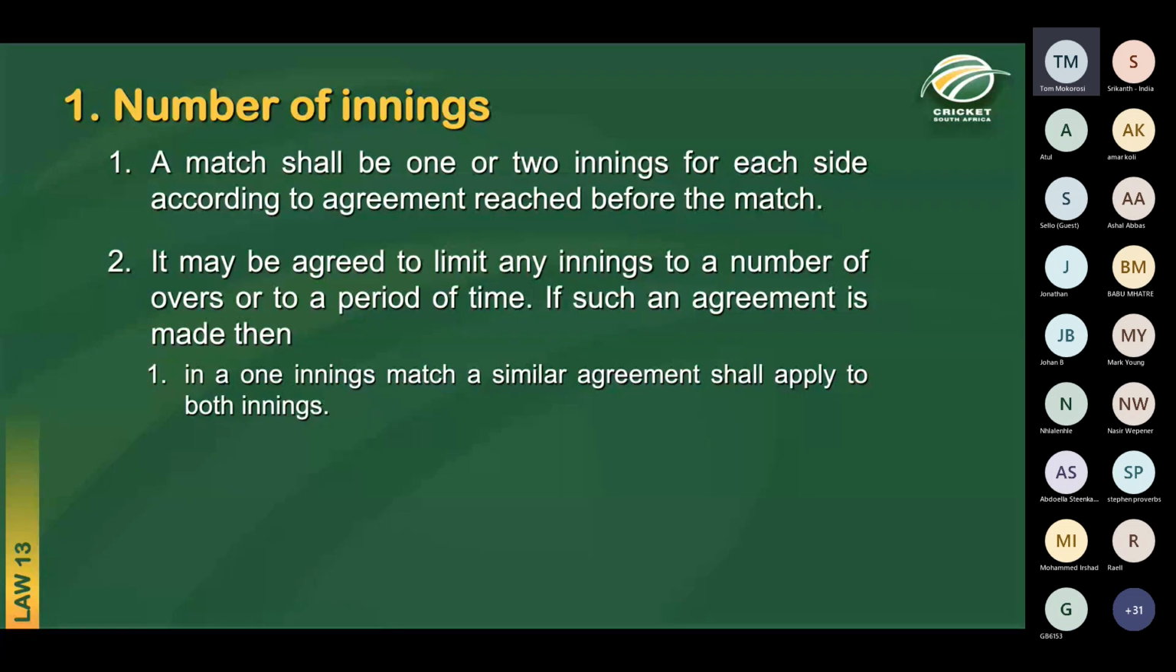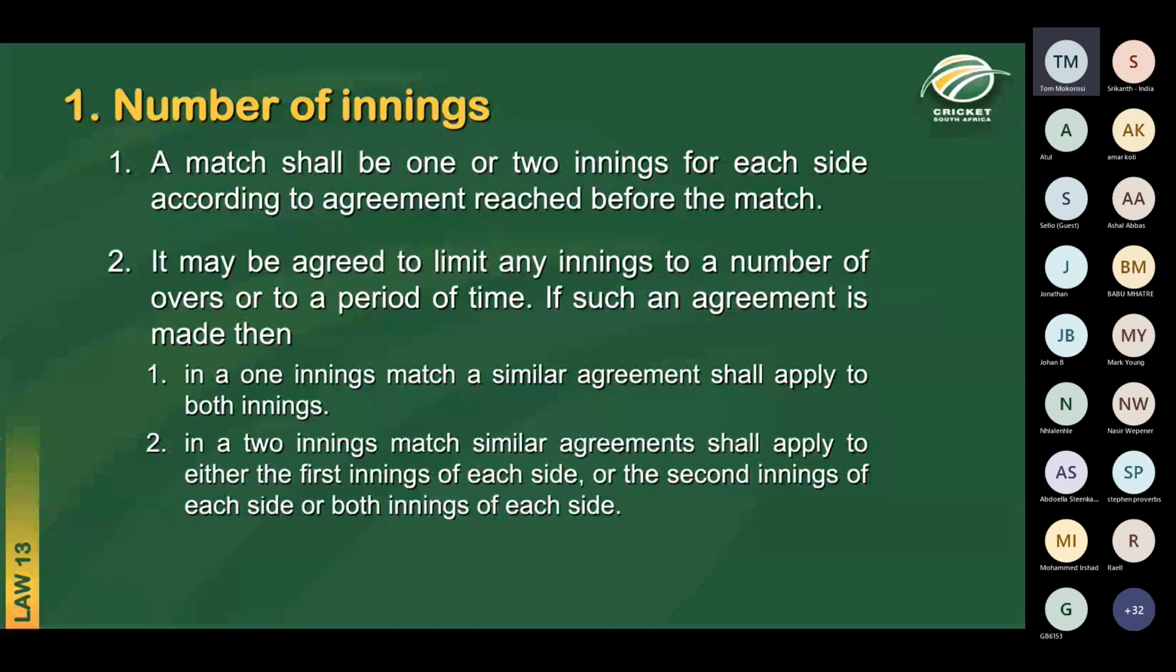Of course, if there is a rain interruption during the second innings, then the second innings will be reduced accordingly, but the original plan for a match should always be equal overs per side. In a 2 innings match, similar agreements shall apply to either the first innings of each side or the second innings of each side or both innings of each side.